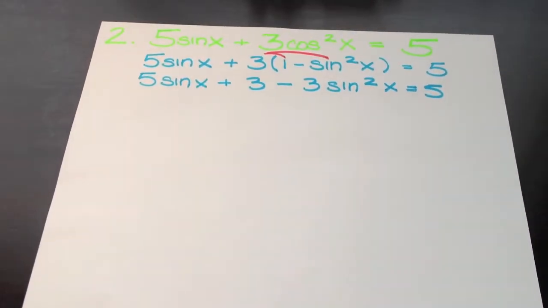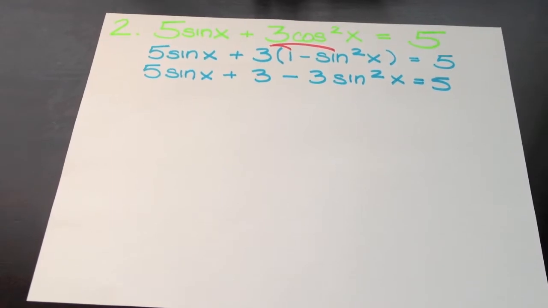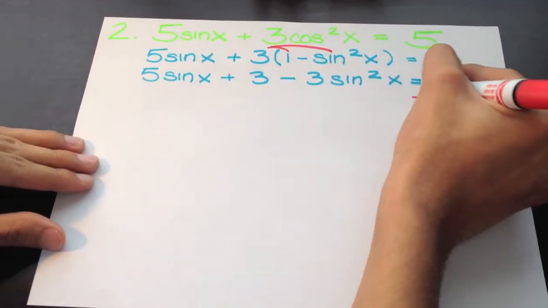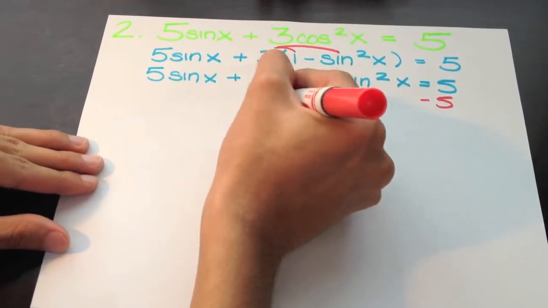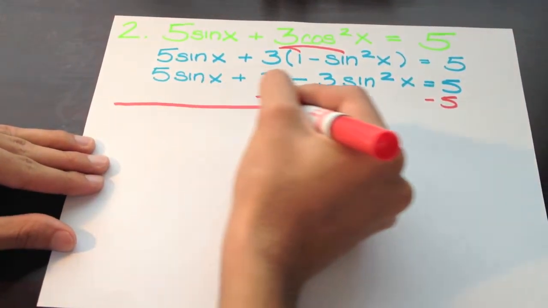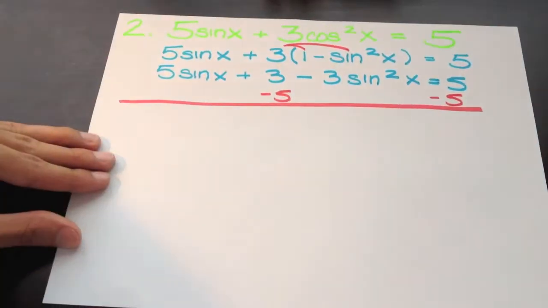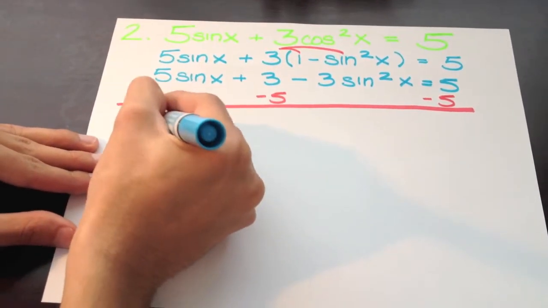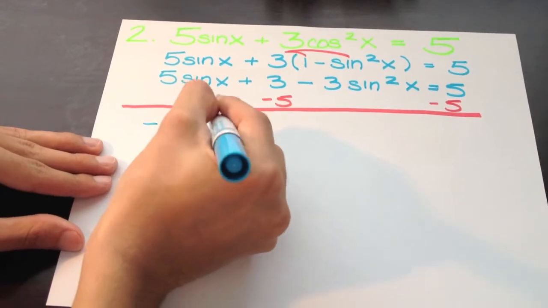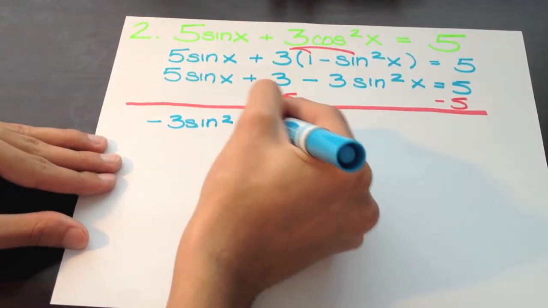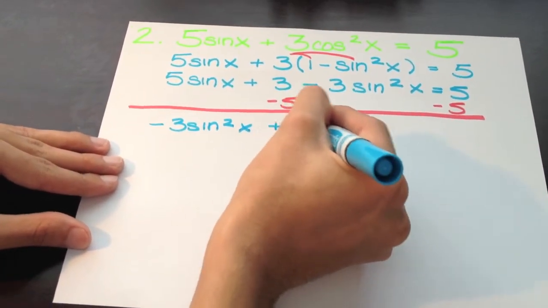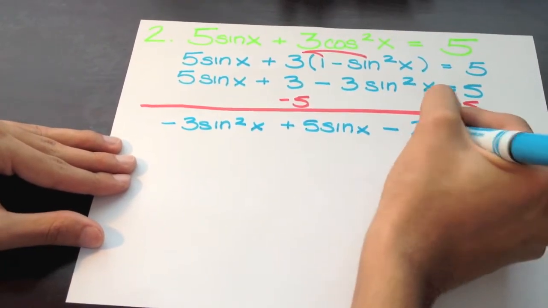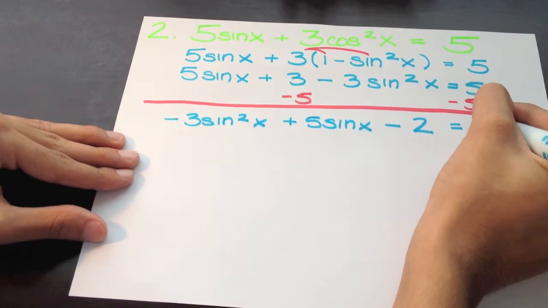Now we're going to subtract 5 from both sides. Minus 5, minus 5. And that's going to give us negative 3 sine squared of x plus 5 sine of x minus 2 equals 0.